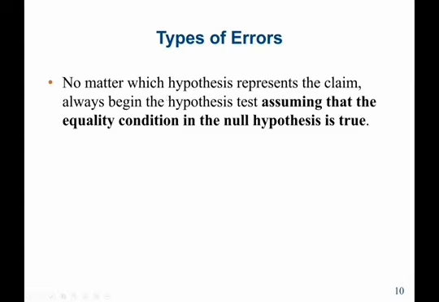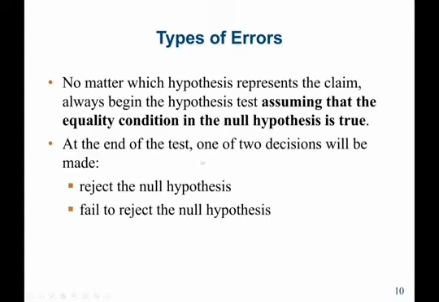No matter which hypothesis represents the claim, always begin the hypothesis test assuming that the equality condition in the null hypothesis is true. Always. But at the end of the test, one of two decisions will be made: either we reject the null hypothesis, or we fail to reject the null hypothesis. When we reject the null hypothesis, it means the alternative hypothesis is correct.